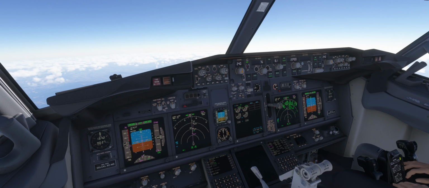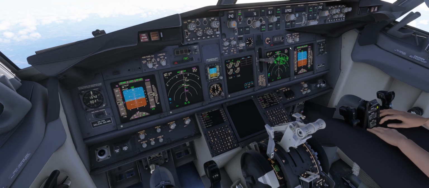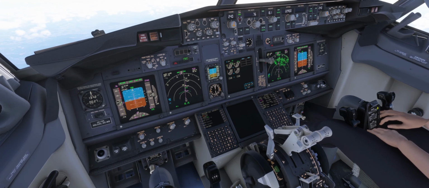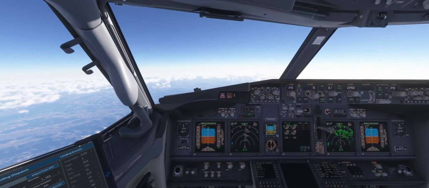280 knots. So now raise the speed brakes and be careful, do not go beyond the flight detent, not to the up detent, okay, just to the flight detent position, because we have a structural integrity problem.